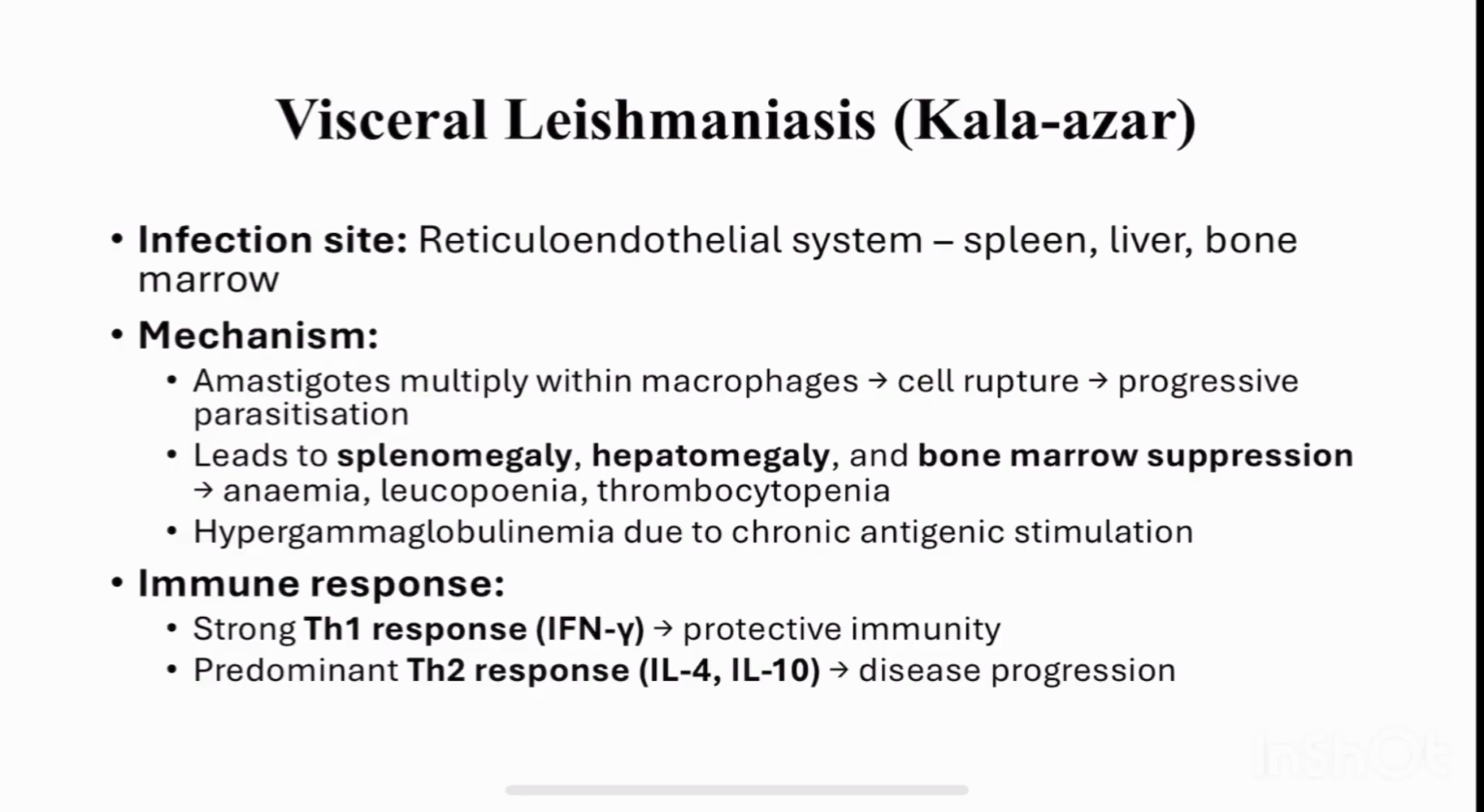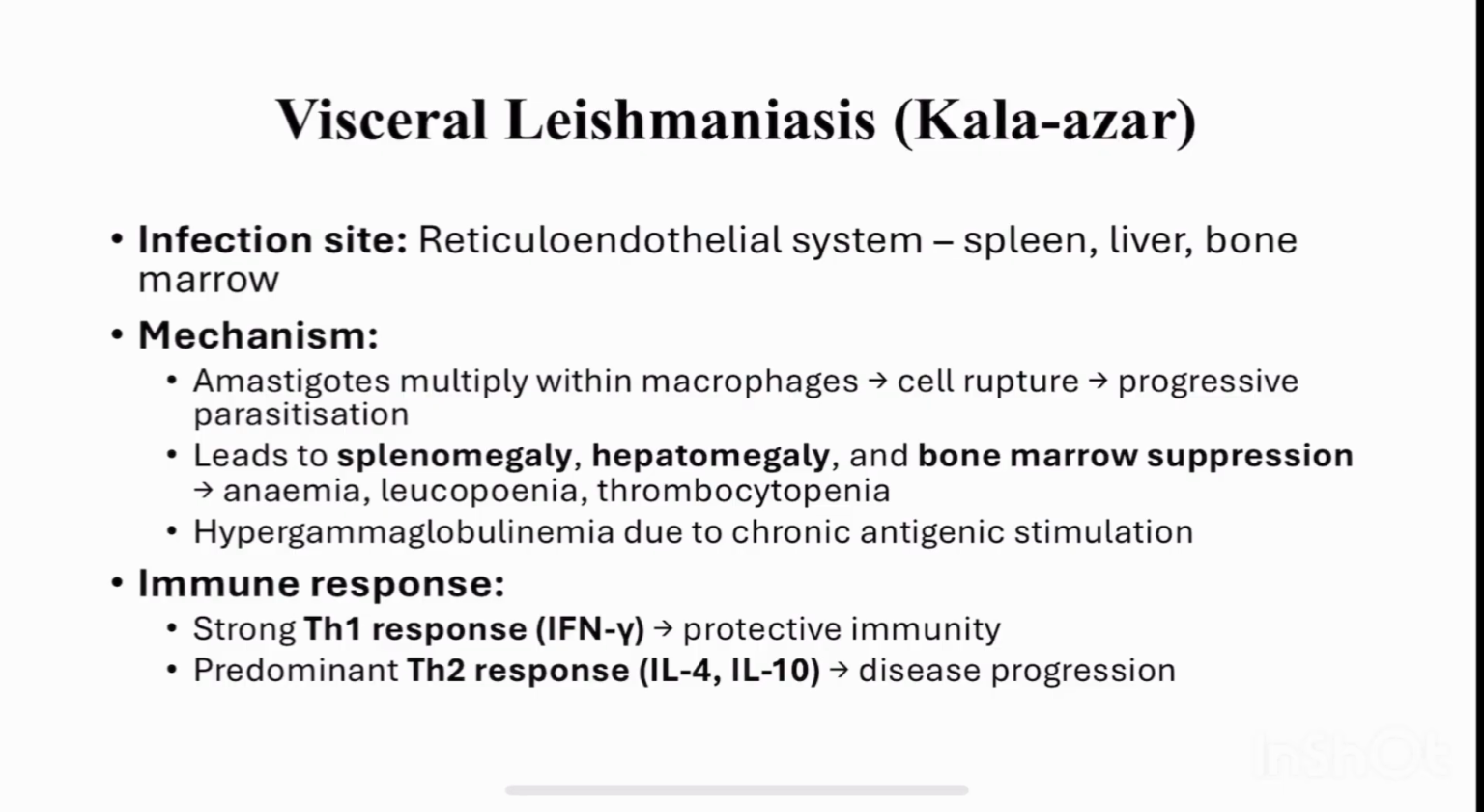Now because this will affect the area, there will be inflammation going on. Because of spleen involvement there will be splenomegaly, liver involvement will cause hepatomegaly, and the bone marrow cells will be damaged, so it will lead to bone marrow suppression. Because of the bone marrow suppression we can see features related to anemia, leukopenia, and thrombocytopenia.